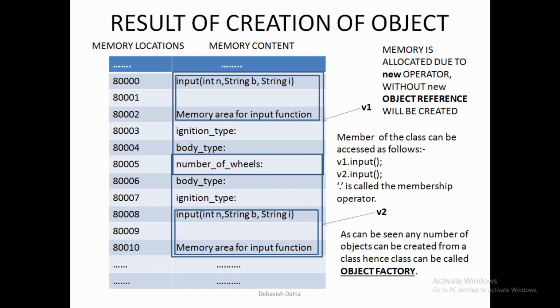Now after the object is created using the new operator, we can access the members of an object using the object name and the dot operator. The name of this dot operator is the membership operator. What it tells the computer is: call the input function in this line, call the input function which belongs to object V1. This line tells to call the input function which belongs to V2. Hence the membership operator, or the dot operator, is used.